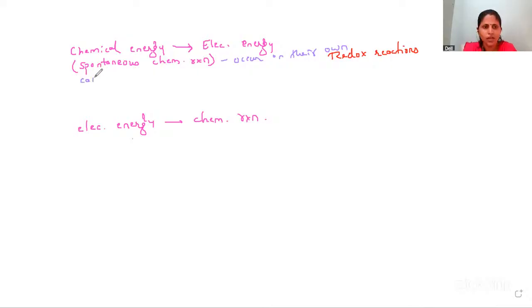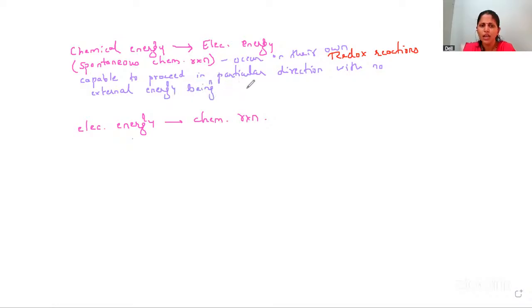So I can write here. Spontaneous reactions, they are capable to proceed in a particular direction with no external energy or external support. There is no need for it, so it will proceed on its own. You need not put any external energy. It occurs on its own, spontaneously.